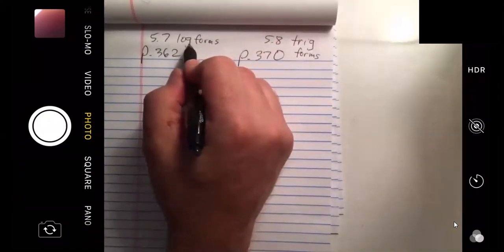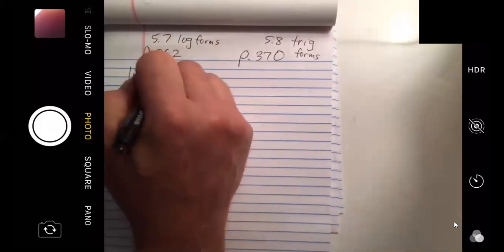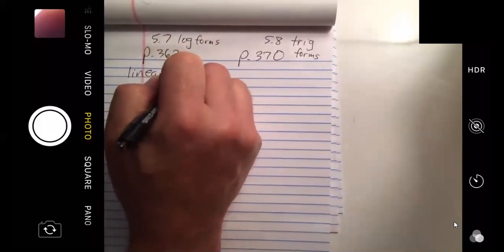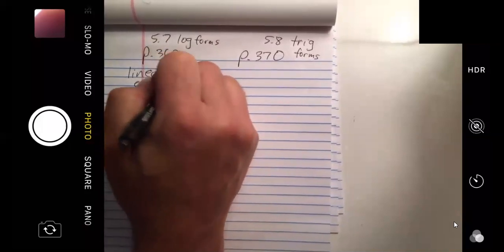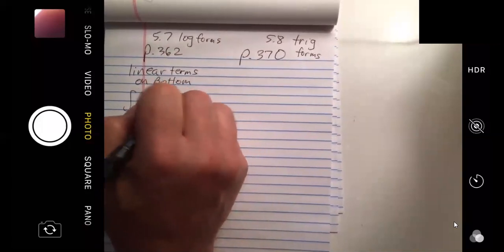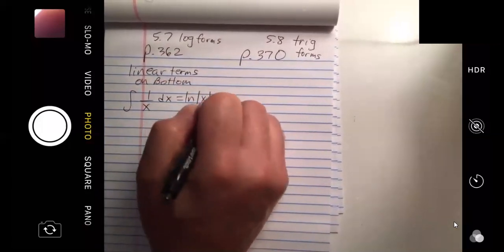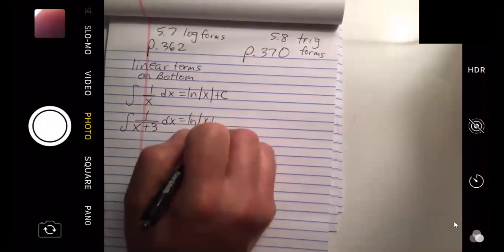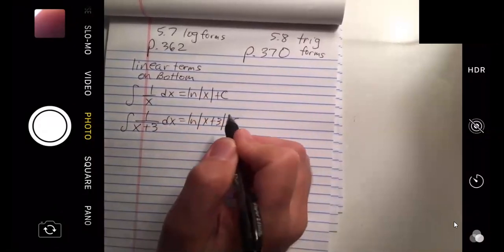Okay. Log forms come up with linear terms on the bottom. In other words, I'll write out a few examples. Straight 1 over x is a log. Now, you can add or subtract something here, and it really doesn't change a whole lot. 1 over x plus 3 is a log of x plus 3 plus c. You can subtract something, it doesn't change anything. Where you get problems is if you put coefficients or powers.